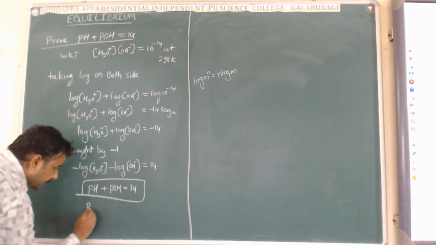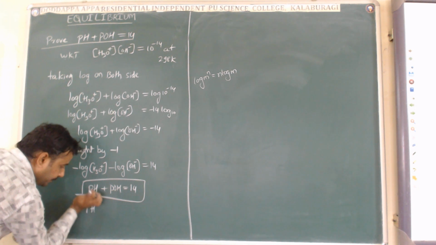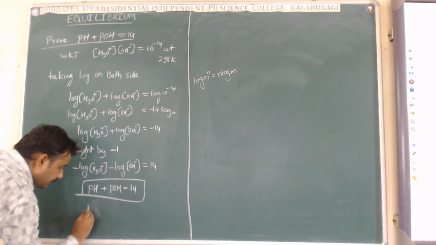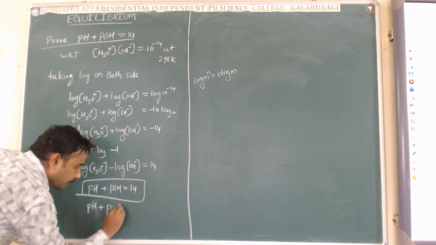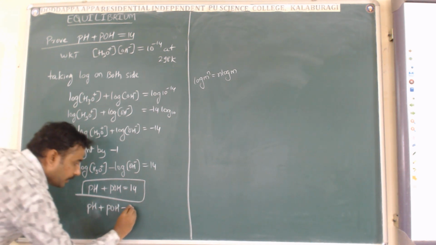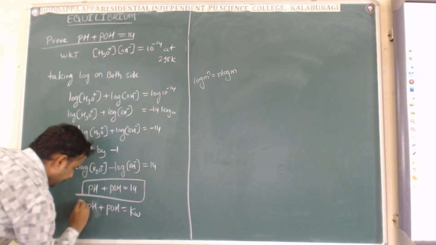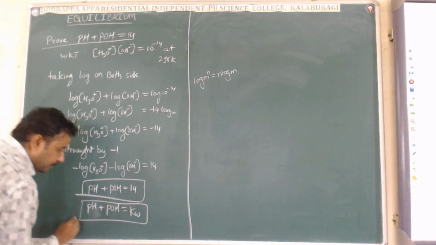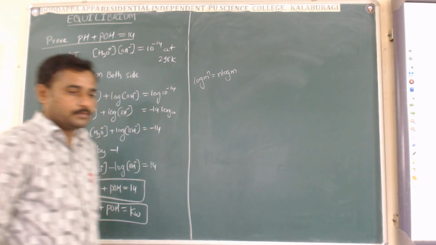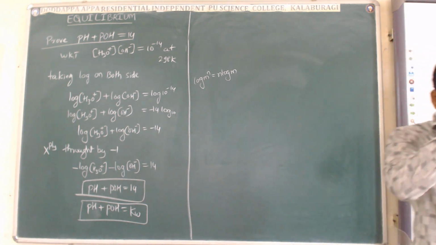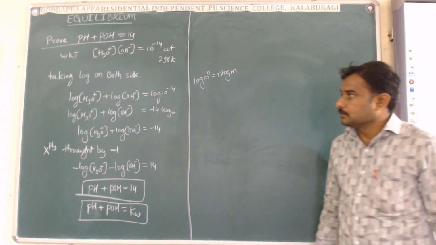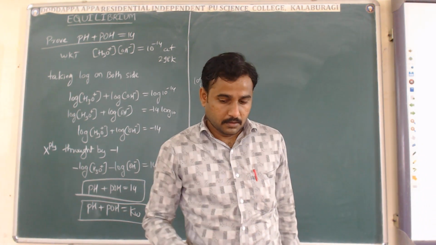We can also write this expression as pH plus pOH is equal to Kw, the ionic product of water. So these two expressions are there now. That is very important to keep in mind for the problems here. Okay, next one.